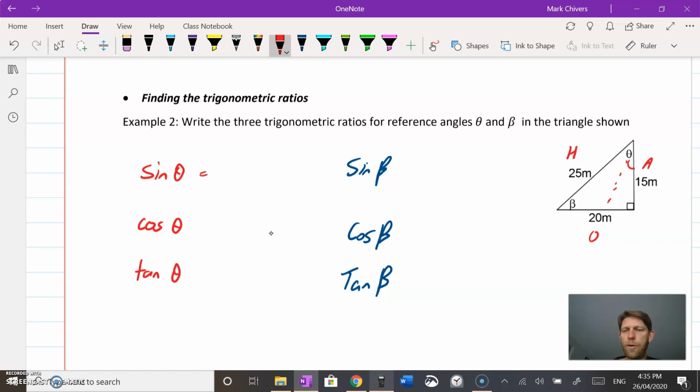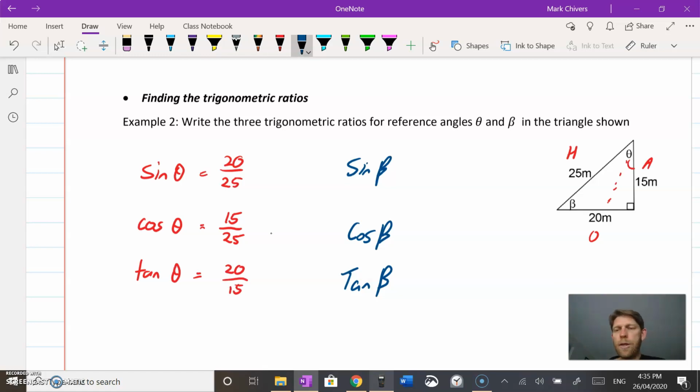So when we're talking about theta, the opposite side is 20, and the hypotenuse, no matter which angle we're talking about, is 25. For cos theta, we need the adjacent over the hypotenuse. The adjacent side is 15, and the hypotenuse is still 25. And for tan theta, that's the opposite over the adjacent. So the opposite side of theta is 20, and the adjacent side is 15.